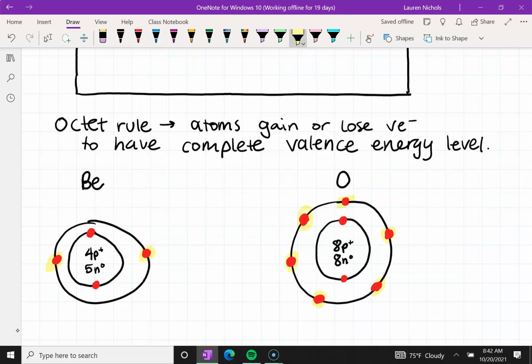So when we have this octet rule, you want to have atoms that have a full valence shell. And right now, we know that the second energy level is full when there are 8 valence electrons.